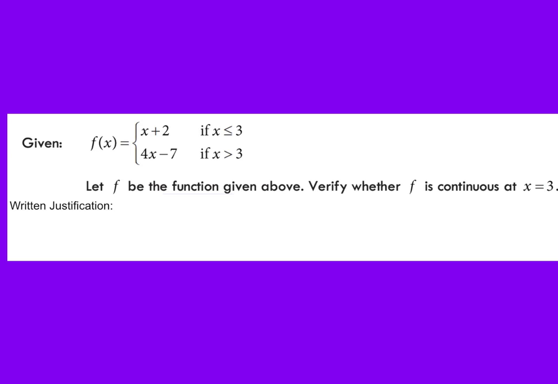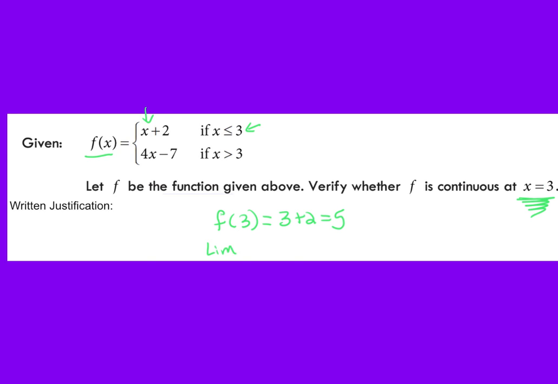All right, last example. Here's the function f. Verify whether f is continuous at x equals 3. Let's go through the steps. What is f of 3? Well, if I'm plugging in 3, I have to use this piece. That would equal 3 plus 2, which equals 5.